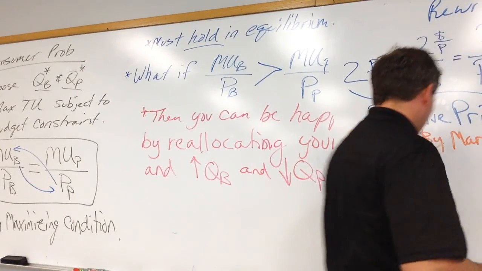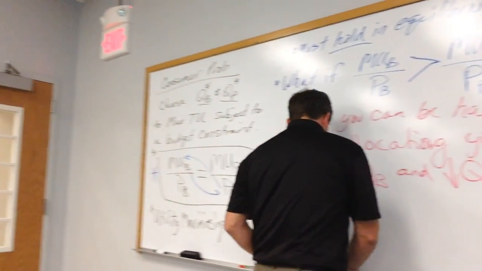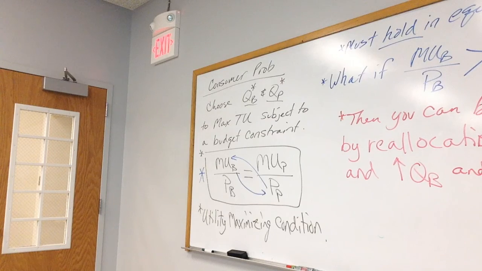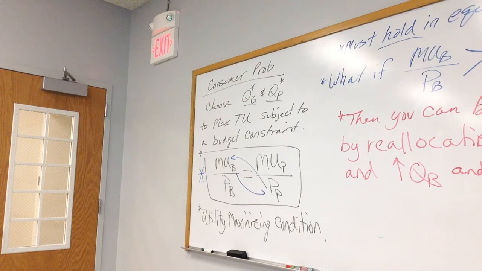Now this over here is kind of your willingness to trade one good for the other. The ratio of the marginal utilities shows the willingness to trade beer for pizza.